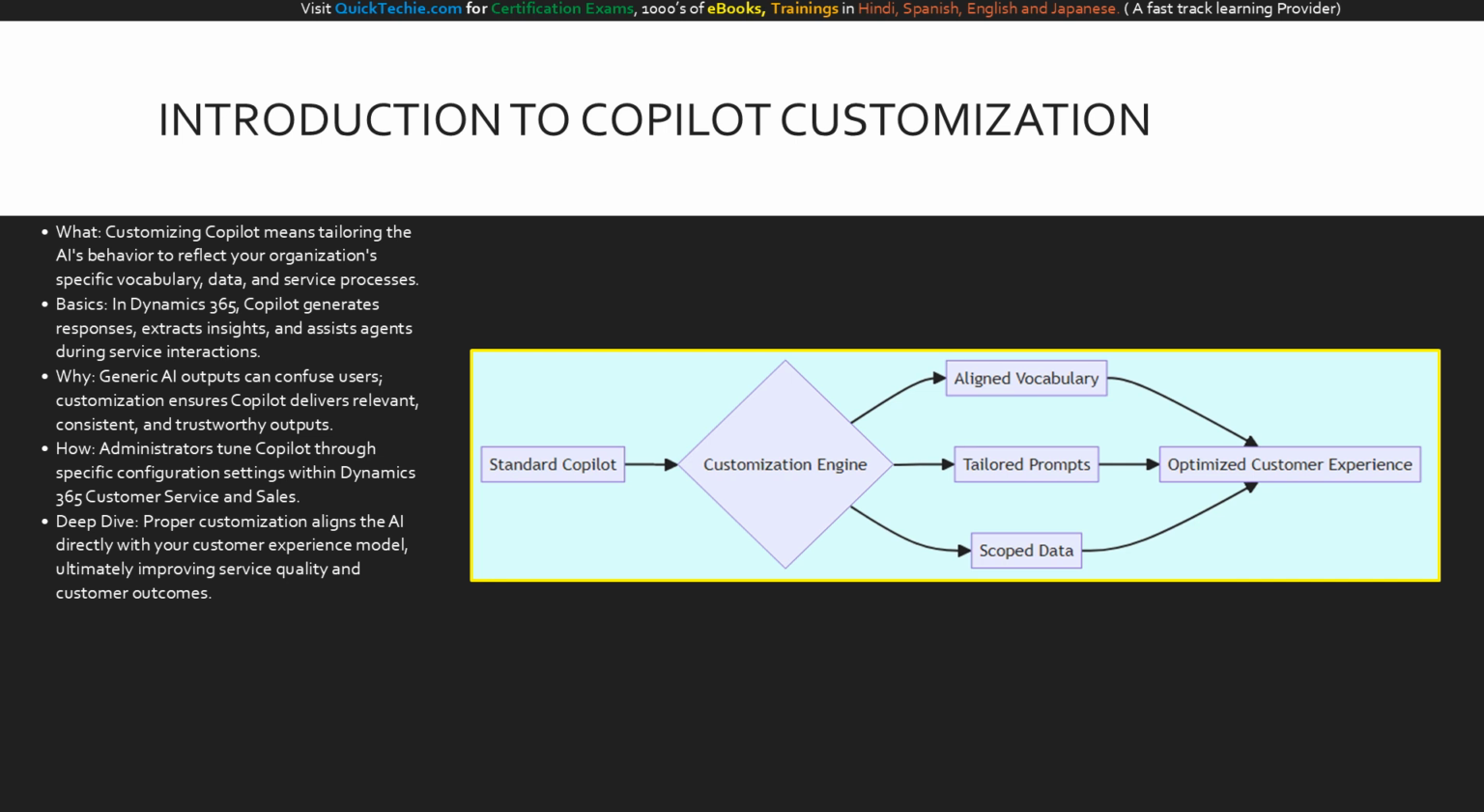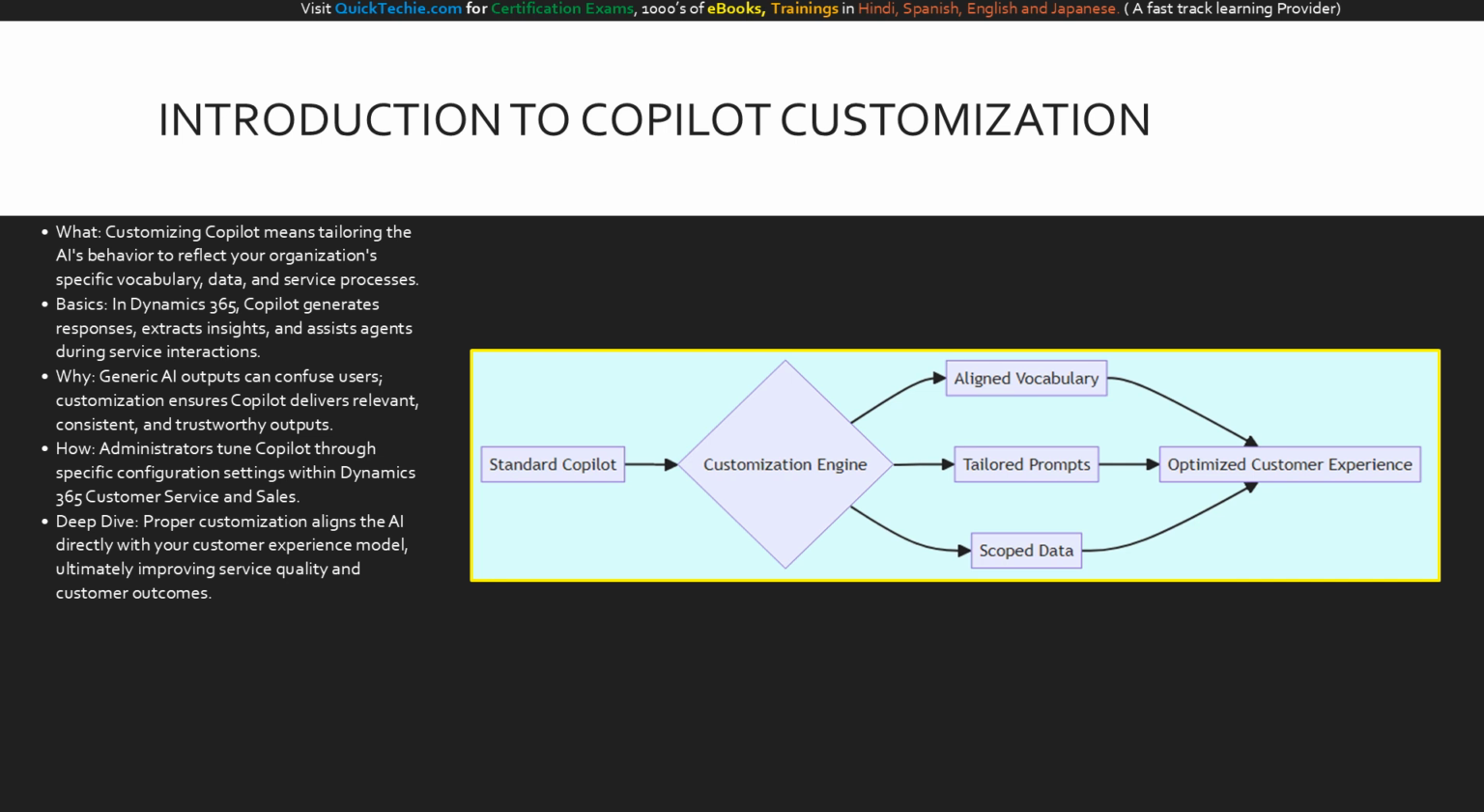What exactly does this mean? It means ensuring Copilot reflects your organization's specific vocabulary, service processes, data, and tone. In Dynamics 365 Sales and Customer Service, Copilot is already built to generate responses, extract insights, and suggest next actions.